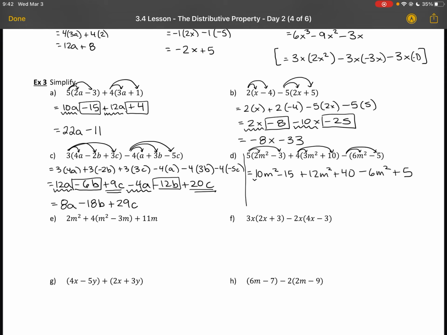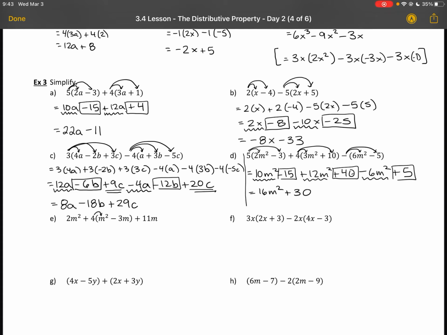My next step is going to be to collect like terms. So I'm going to notice I have three terms with m squared, and then I've got three terms with numbers. So 10m squared plus 12m squared would be 22m squared, minus 6 would be 16m squared, and then I have minus 15 plus 40 plus 5, which would be minus 10 plus 40, so plus 30 as my final answer.